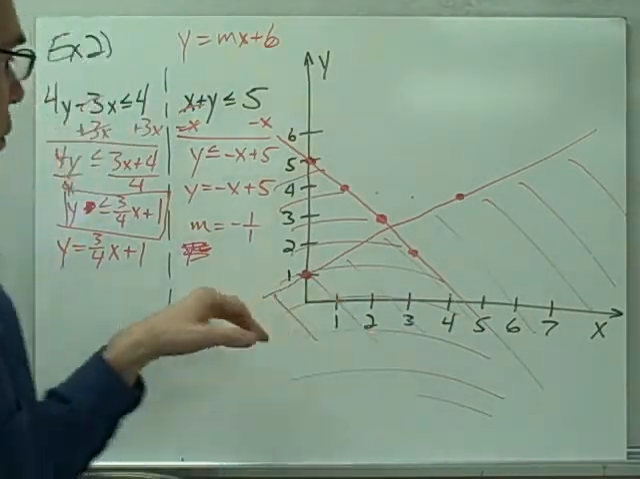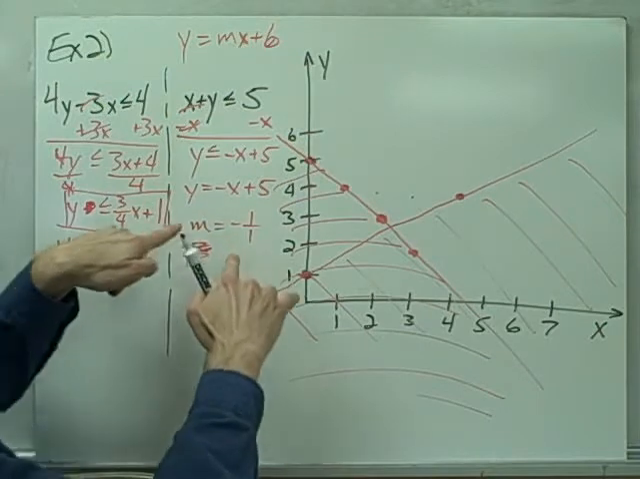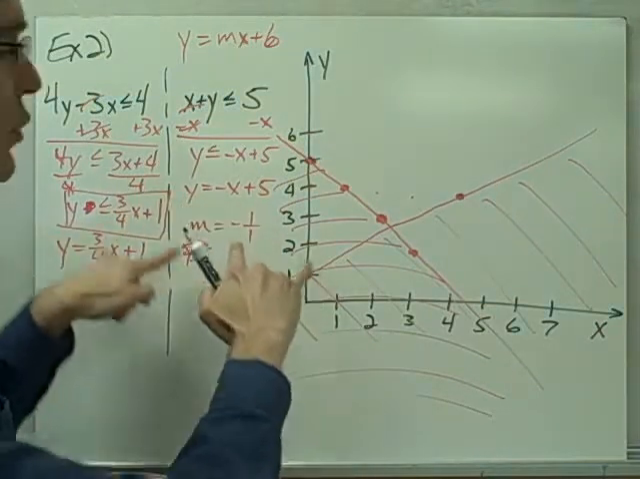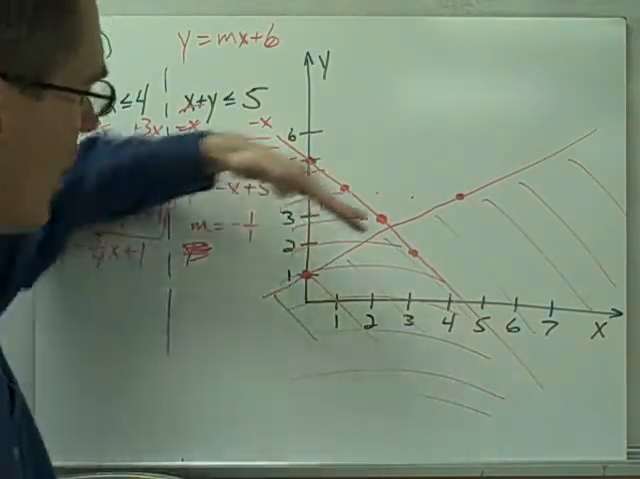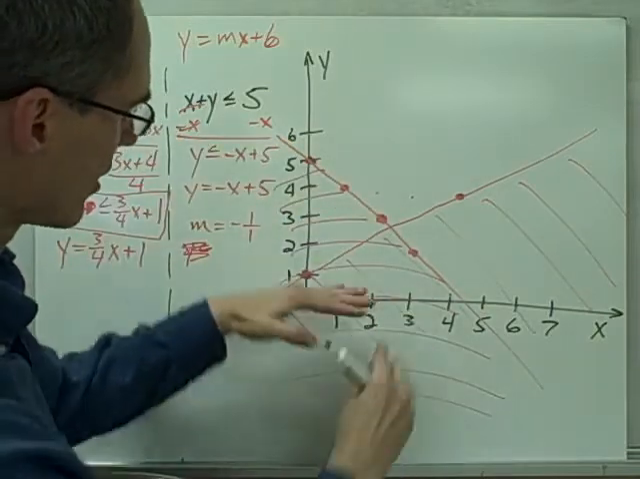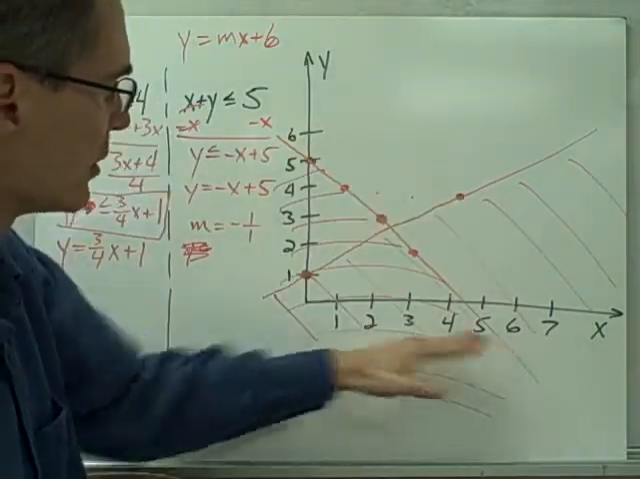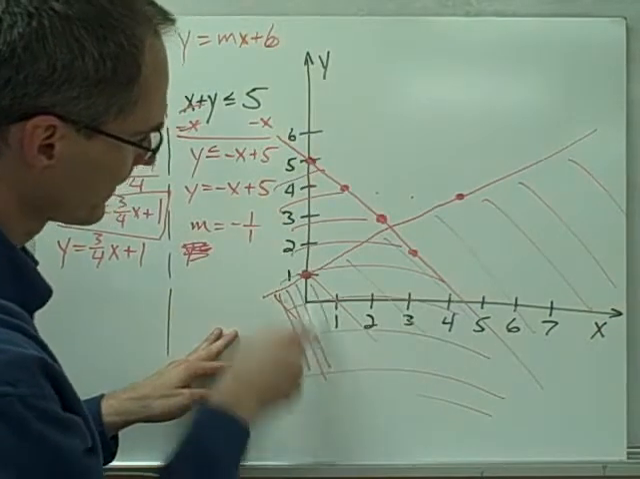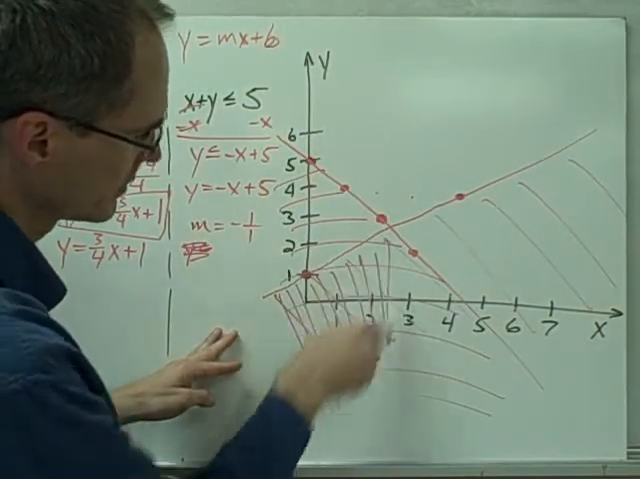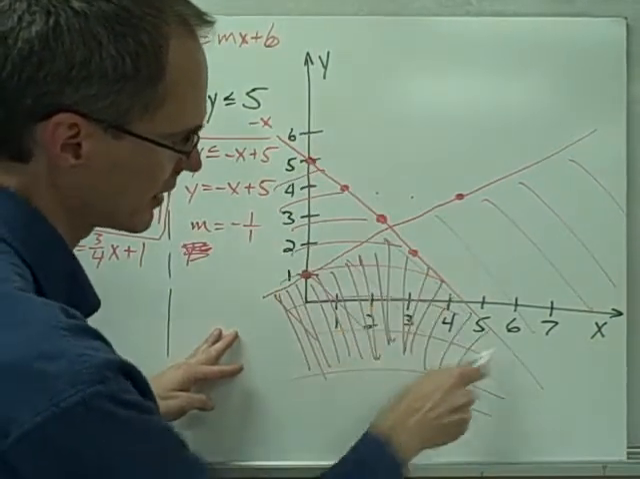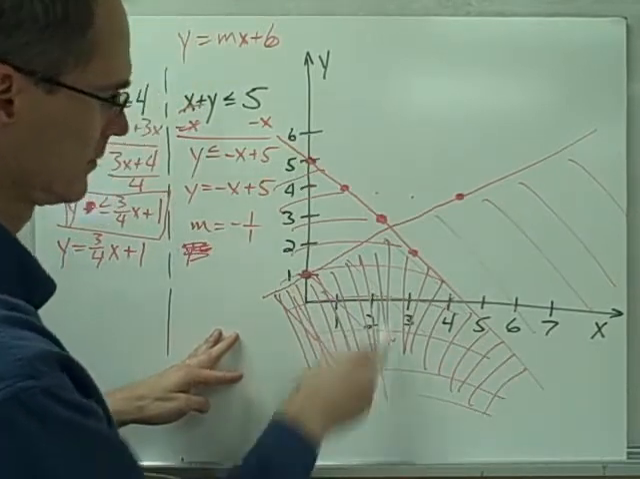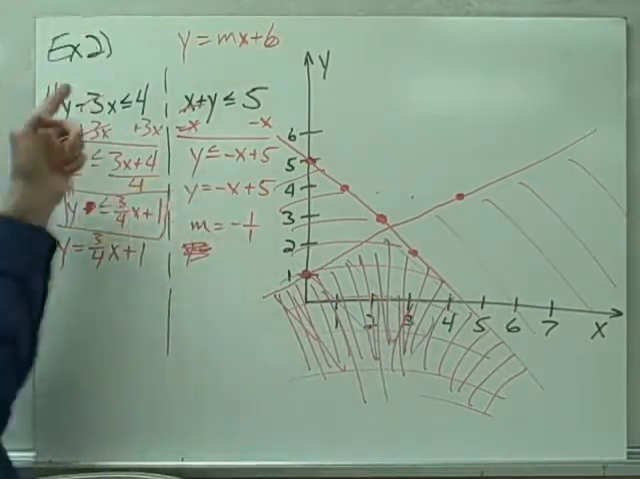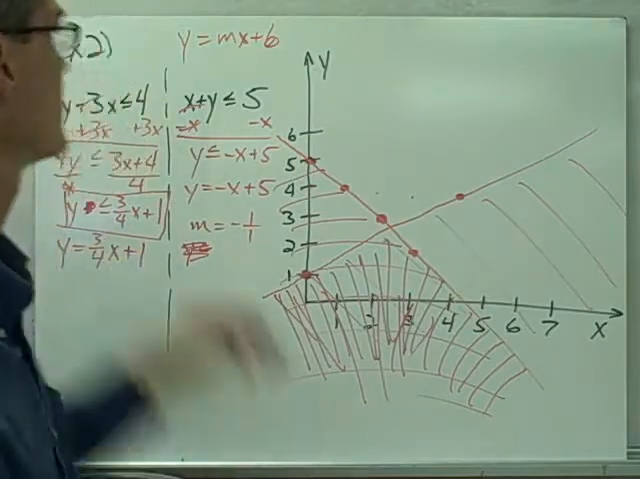And now again, since I want to graph the system of inequalities, I want to know all of the points that are both below this line and also below this line. So that's going to be all of these points in this region right here. And I've just graphed this system of 2 inequalities.